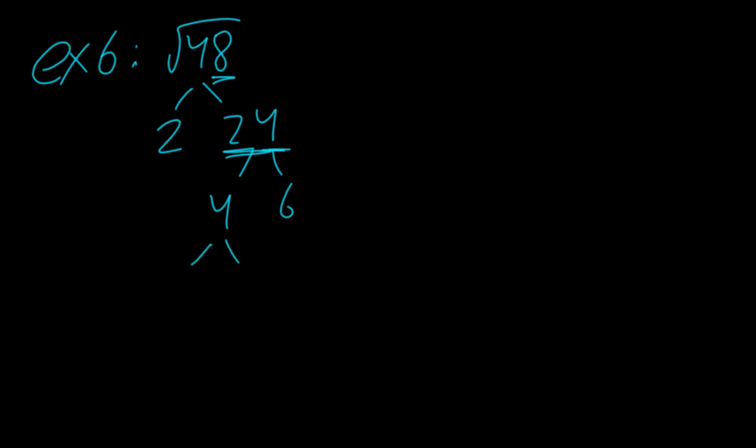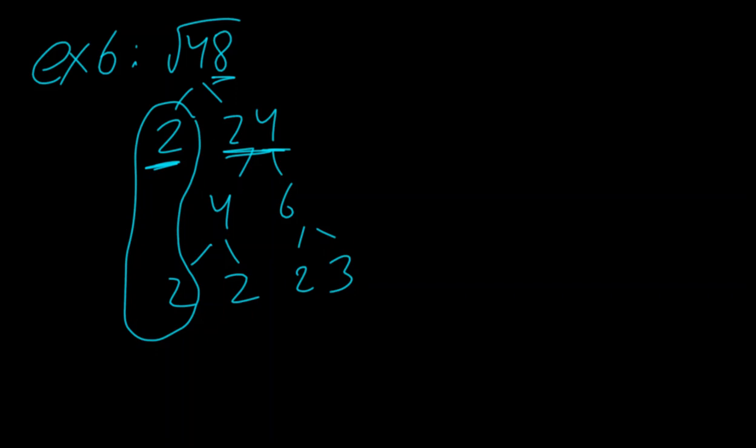Now, can 4 break down further? Yeah, it breaks down to 2 and 2. And what about 6? Well, that breaks down into 2 and 3. Notice, even though this 2 is way up at the top where we wrote it, it's not breaking down any further. It is technically at the bottom of the factor tree. So, we can circle our pair of 2s.